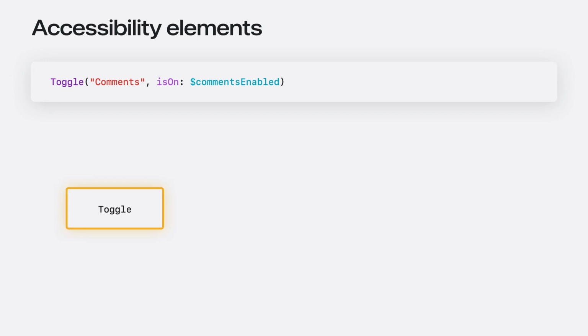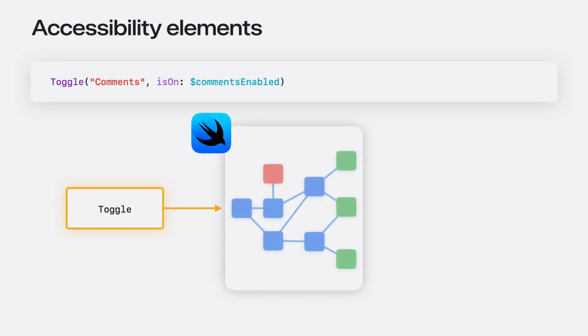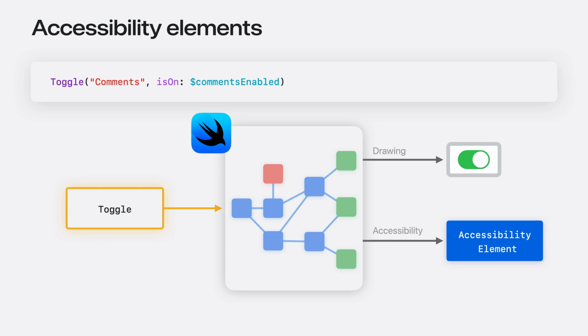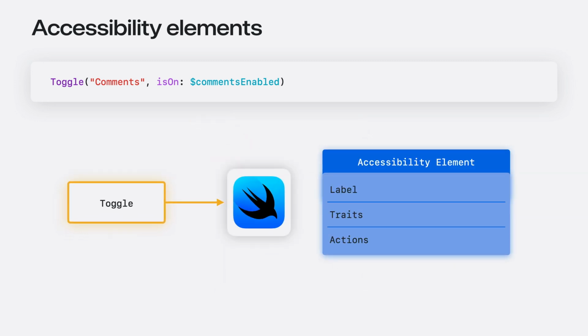Here is the toggle view to control whether my friends can comment on a trip I've posted about. This toggle is declared in my view body. SwiftUI uses that to form outputs, including what is shown on the screen, and accessibility elements. For accessibility elements, the comments label is used to create the element's label. The isToggle and isSelected traits are applied to the element, and a press action is provided to toggle the setting.